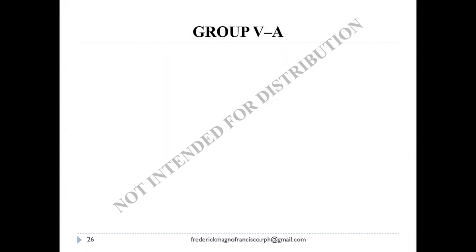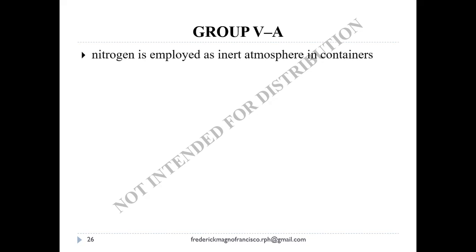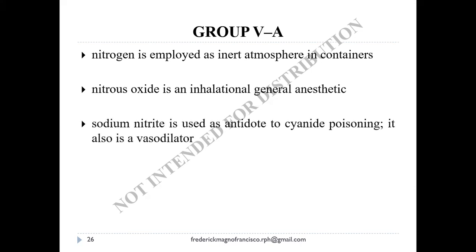Group 5A. Nitrogen is employed pharmaceutically as an inert atmosphere in ampoules and other containers of substances that would be affected adversely by air. Nitrous oxide is an inhalational general anesthetic. Sodium nitrite is used as an antidote to cyanide poisoning.